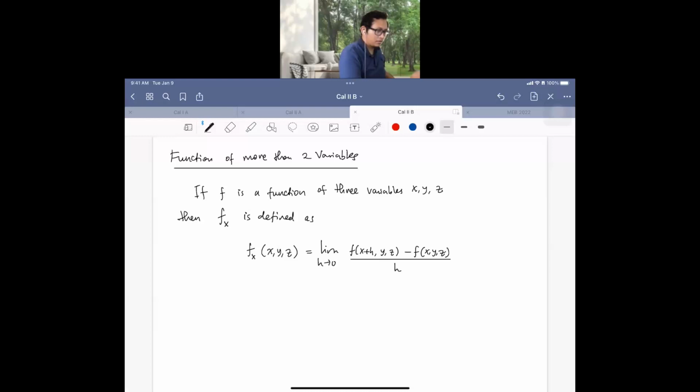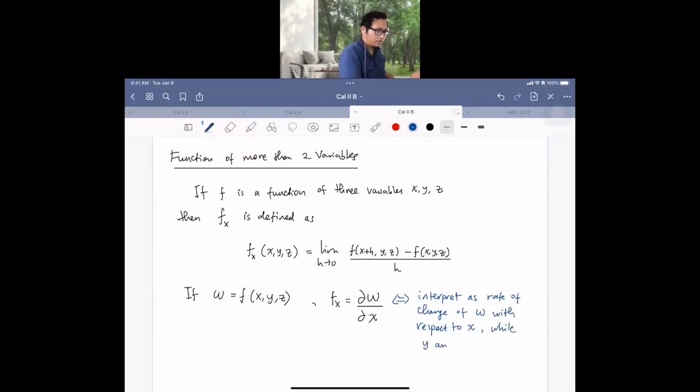Then if we define a new variable w as a function of three variables x, y, z, then partial x we can write as dou w dou x, or we can interpret this as the rate of change of w with respect to x while y and z are fixed or constant.